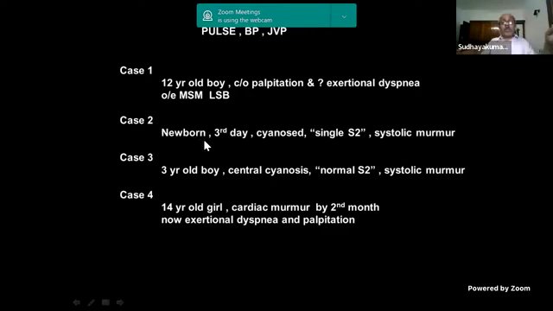Case 2, newborn, 3-day cyanosis, single S2 and a long systolic murmur along the lower sternal edge. If it is tetralogy of Fallot, very unlikely to have cyanosis on day 1. If it is tricuspid atresia, you get prominent A waves. So prominent A wave in a cyanotic, first thing you suspect is tricuspid atresia.